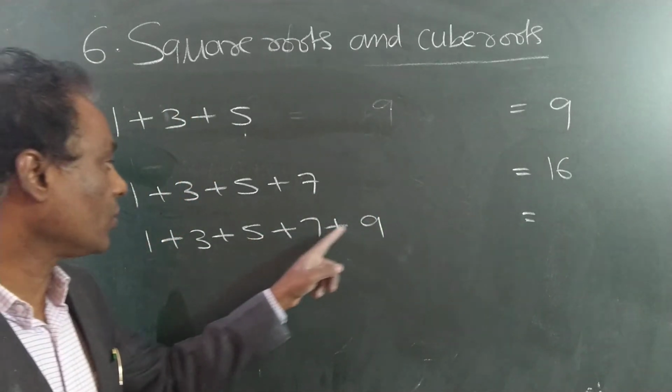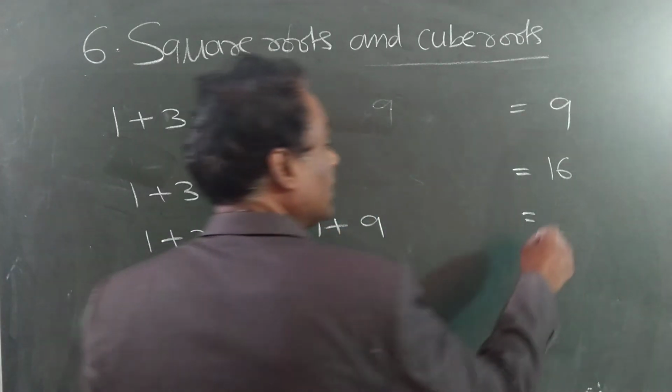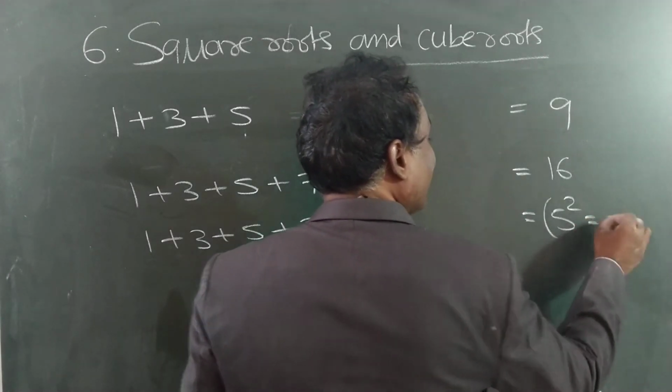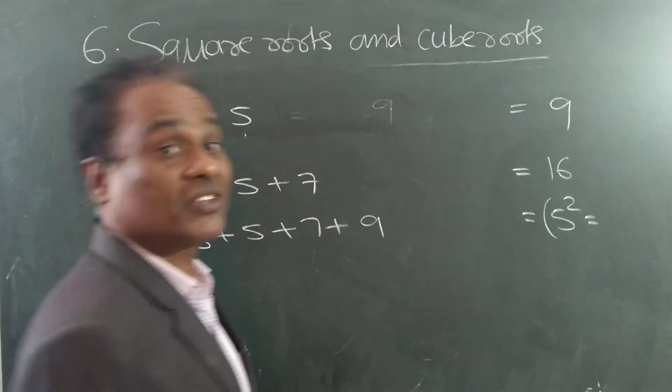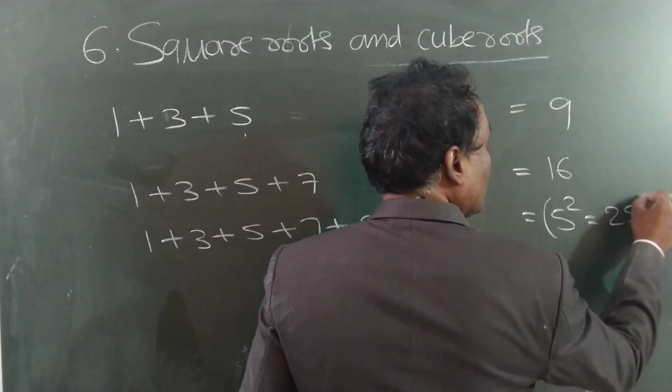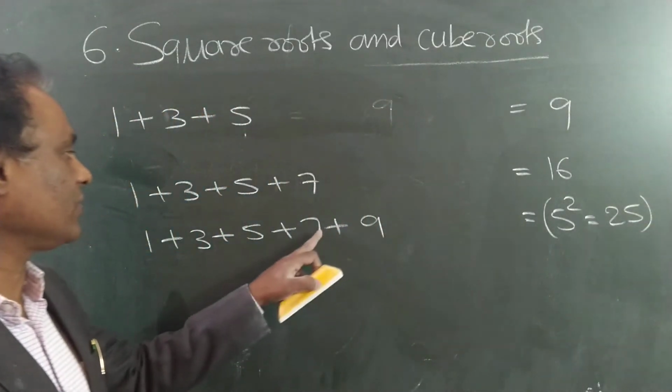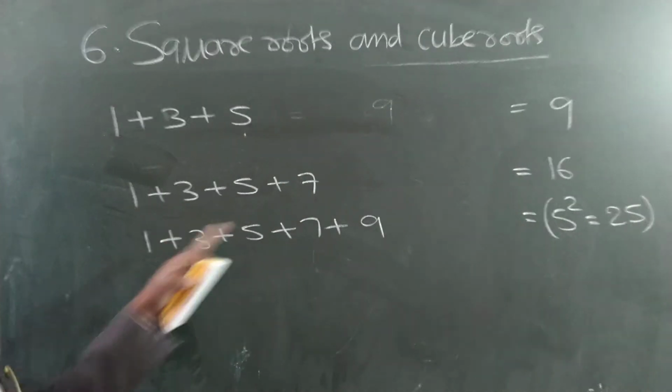1, 2, 3, 4, 5. 5 numbers are added, then it is 5 square. 5 square is how much? 5 into 5, 25, no? So even if you add also, you will get 25. 9 plus 7, 16, 21, 24, 25.